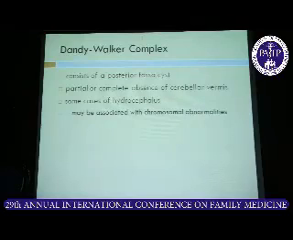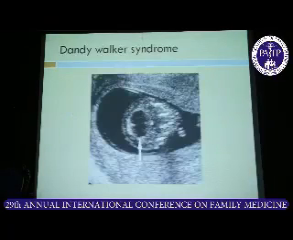Next is the Dandy-Walker complex. It consists of a posterior fossa cyst, partial or complete absence of the cerebellar vermis. Some cases also show hydrocephalus and may be associated with chromosomal abnormalities. This is a Dandy-Walker. What you see is the head of the fetus, and there is a large cyst here.